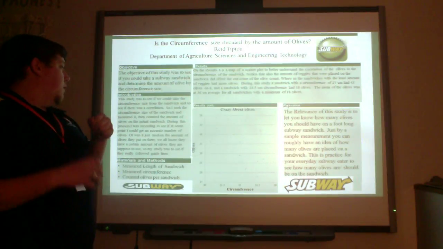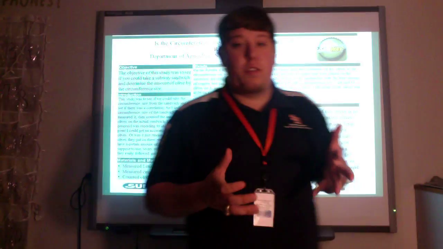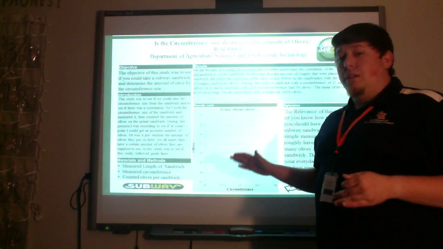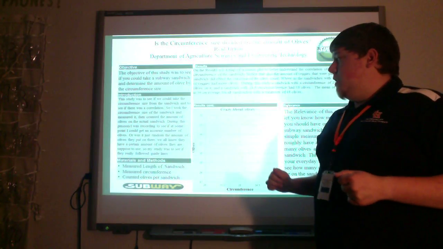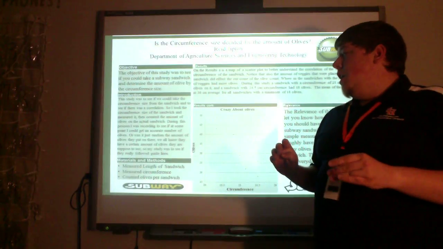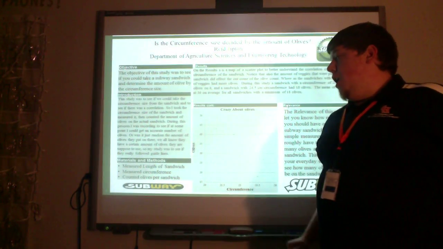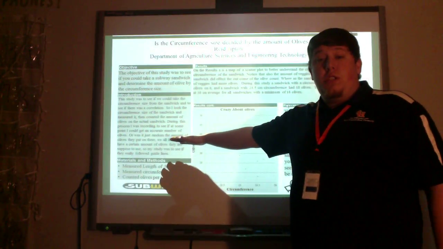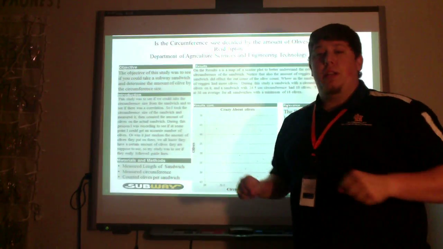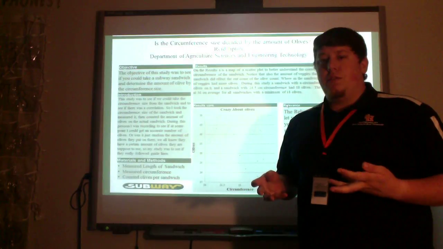So this study was to see if we could take the sandwich, the circumference size, and determine the amount of olives that we have on this sandwich. During the process, I was recording to see at some point could we get an accurate number. That was another thing, an accurate number, or was it just a random amount? Are they just picking up olives, randomly putting them on there, or do they actually have a method of olives?